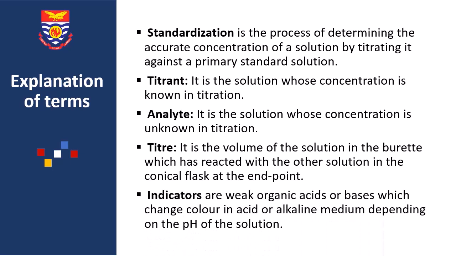And we will need indicators to tell that endpoint has been reached. You see, the acid is colorless, the base is colorless, and when we have equal amount reacted, it will still be colorless, and we cannot tell. One thing that will help us is using indicators which would be changing colors for us to know that, okay, at this point we've had estimatedly this amount consumed. So indicators are weak organic acids or bases which change color in acid or alkaline medium depending on the pH of the solution.